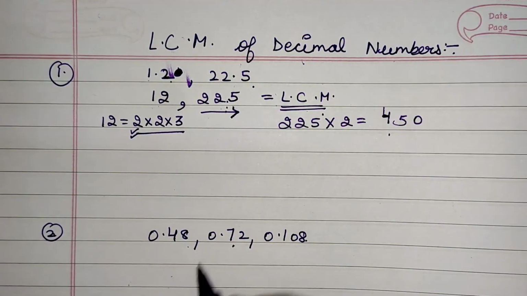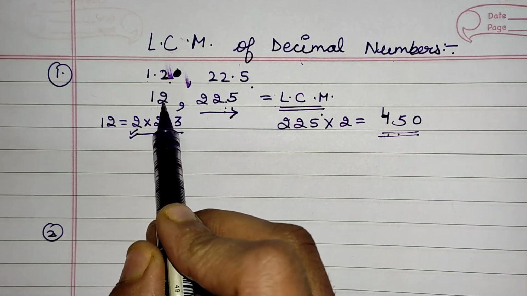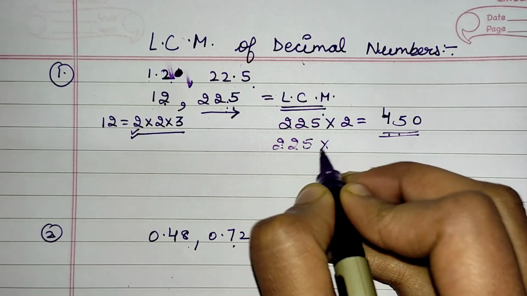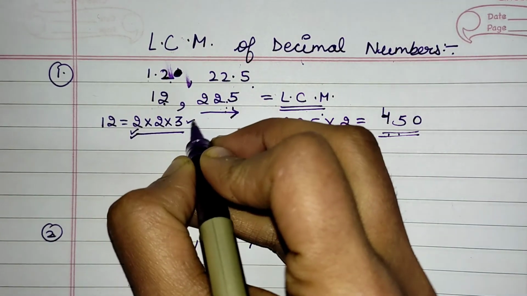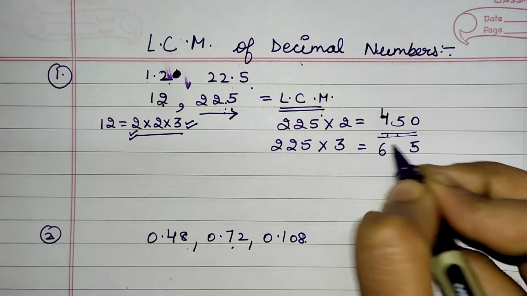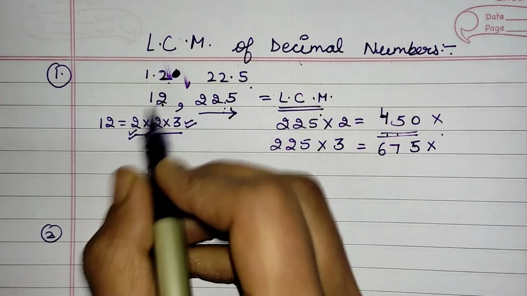450. Now I check whether 450 is divisible by 12 or not. No, 450 is again not divisible by 12. So I move on to my next factor, which is 3. It will give you 675. So again it is not divisible by 12.